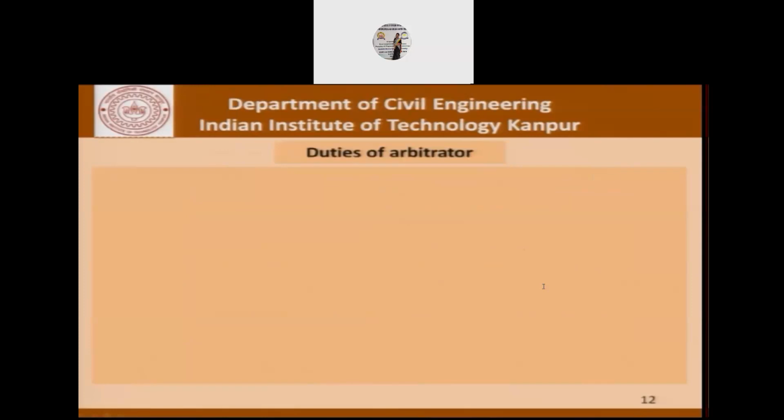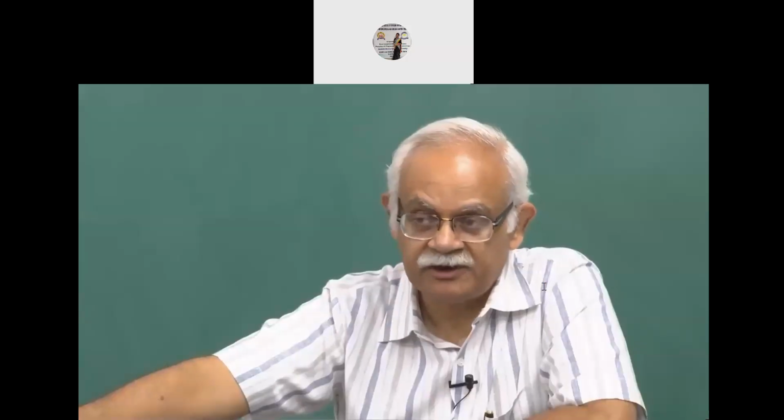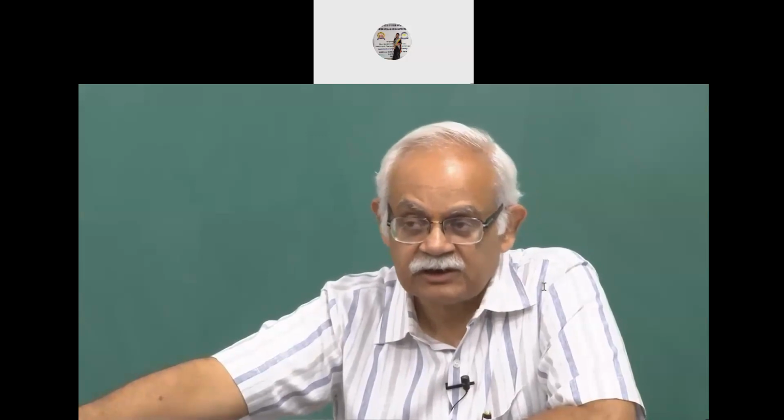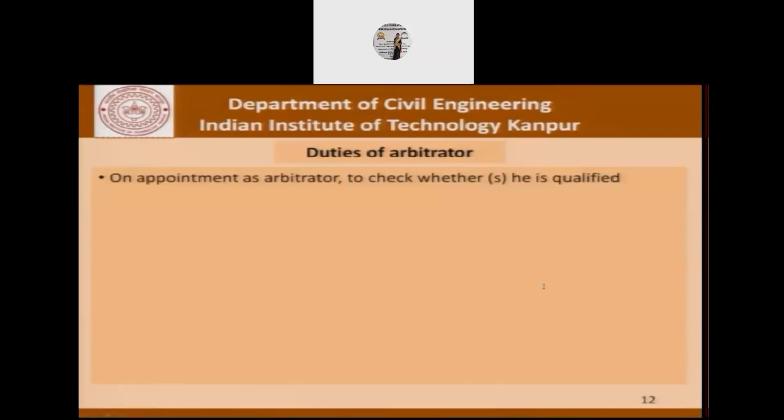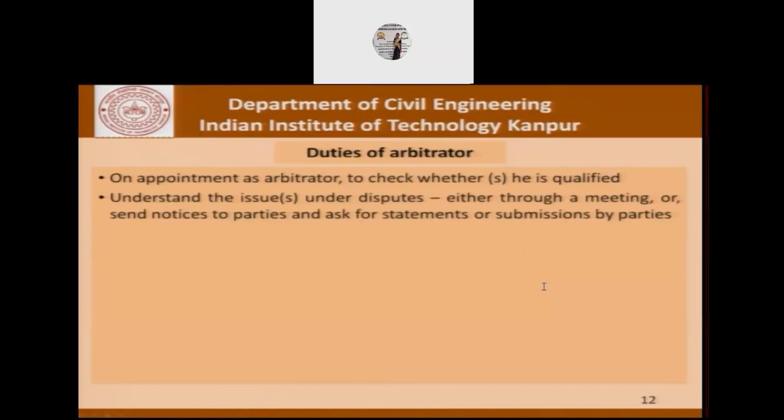Now, as far as the duties of arbitrators, on appointment, the arbitrator should check whether he is qualified or not, and whether they can handle this particular dispute involving these particular parties. That's something the arbitrator has to verify himself on the side. Then understanding the issues under dispute, and the parties' positions.